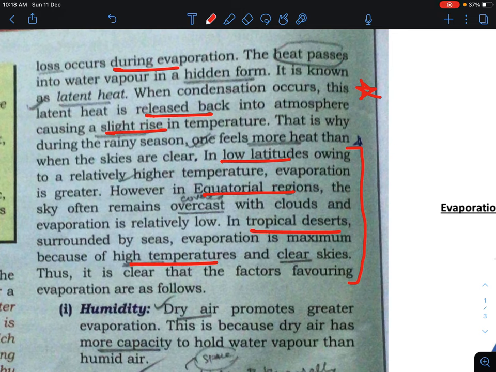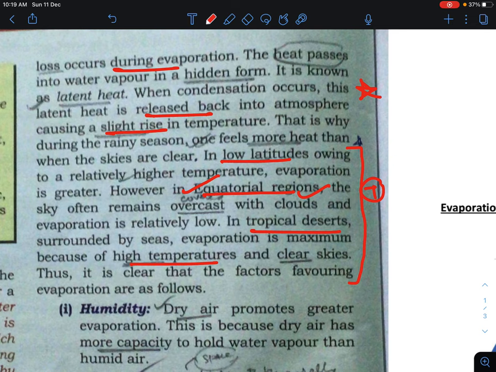If we talk about the tropical desert, it is basically surrounded by the seas, so evaporation will be maximum because there will be high temperature. In tropical areas the temperature will be high, so evaporation will be maximum. The second point is the equatorial region, where we get insolation throughout the year, and the temperature there is relatively low as compared to the tropical desert.